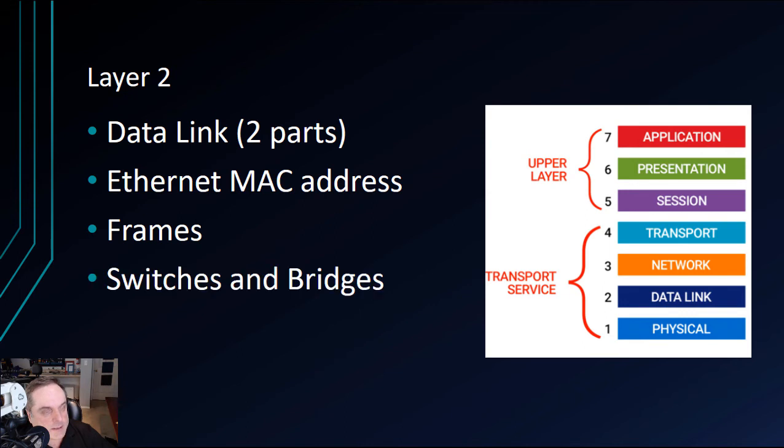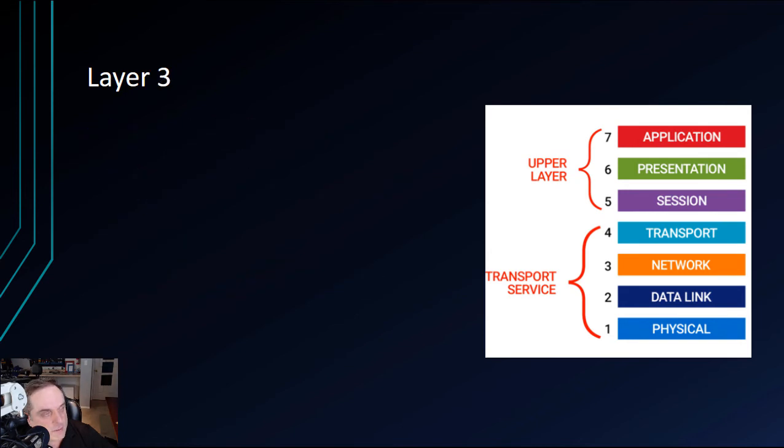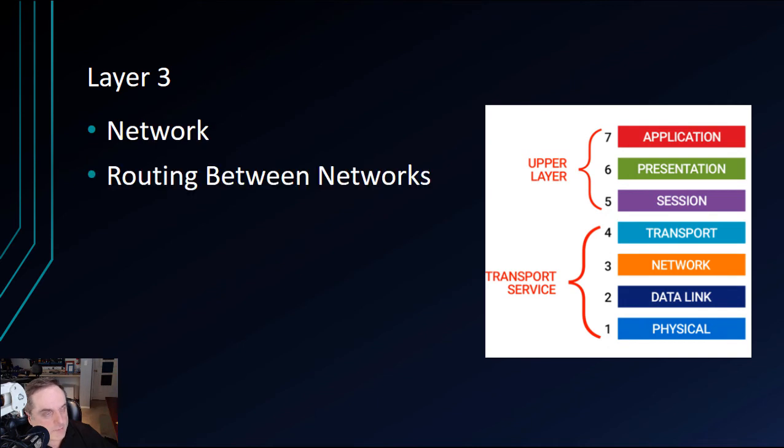And typically we see this on switches and bridges. Bridges we don't use so much anymore, but bridges basically do what switches do, and that is send data back and forth to devices that are on the same network. So if you're on a 192.168.1 network, then you'll connect to other computers on that same network using switches. If you wanted to connect to a different network, you would use a router, which we're going to talk about at layer 3.